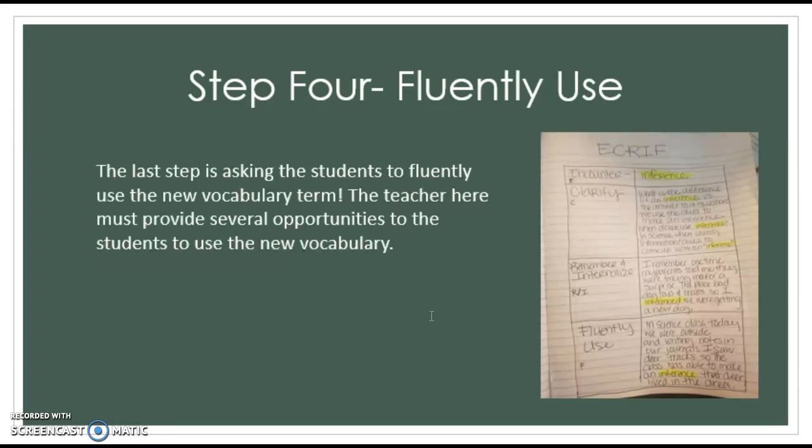Step 4, fluently use. The last step is asking the students to fluently use the new vocabulary term. The teacher here must provide several opportunities to the students to use the new vocabulary. So here in this example I said, in science class today, we were outside writing notes in our journals. I saw deer tracks, so the class was able to make an inference that deer lived in that area.